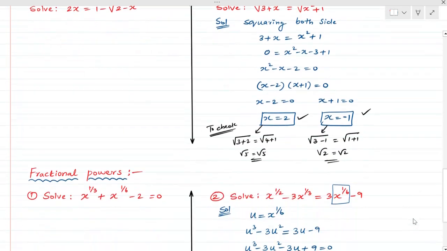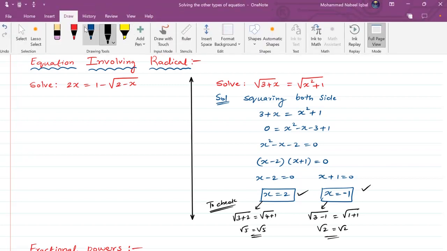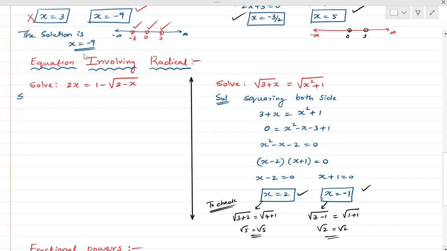Now the next one here we have involving the radicals. So whenever the radicals come, you have to square it in order to cancel the radical. So first of all, I have to move the plus 1 there in order to cancel. So it becomes minus 1 minus square root of 2 minus x. And on squaring both sides, we will get the root cancelled on the right side.